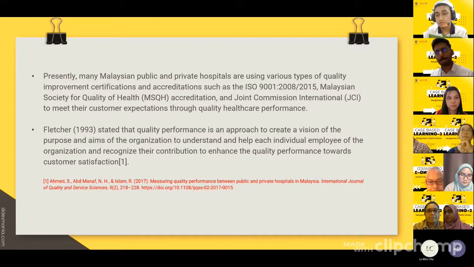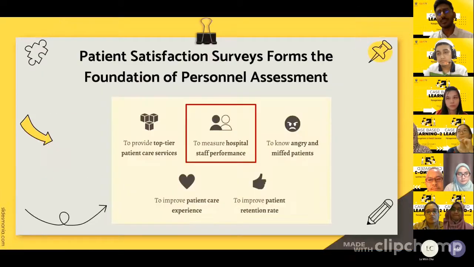From now, I would like to pass the floor to Joanne. Joanne, you can take over. Thank you, Jonas.